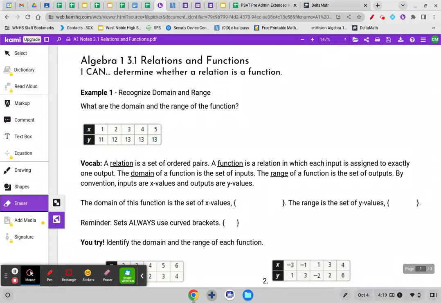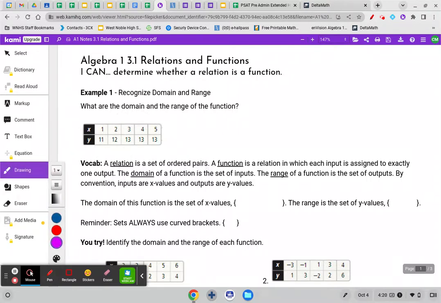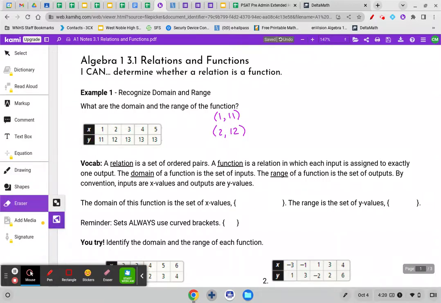So our first example is about recognizing domain and range, and our question is, what are the domain and range of the function? So if we look at our vocab first, it says a relation is a set of ordered pairs. So this table here can actually be written as ordered pairs. For example, 1, 11 is an ordered pair here, x comma y, 2, 12, and so on and so forth.